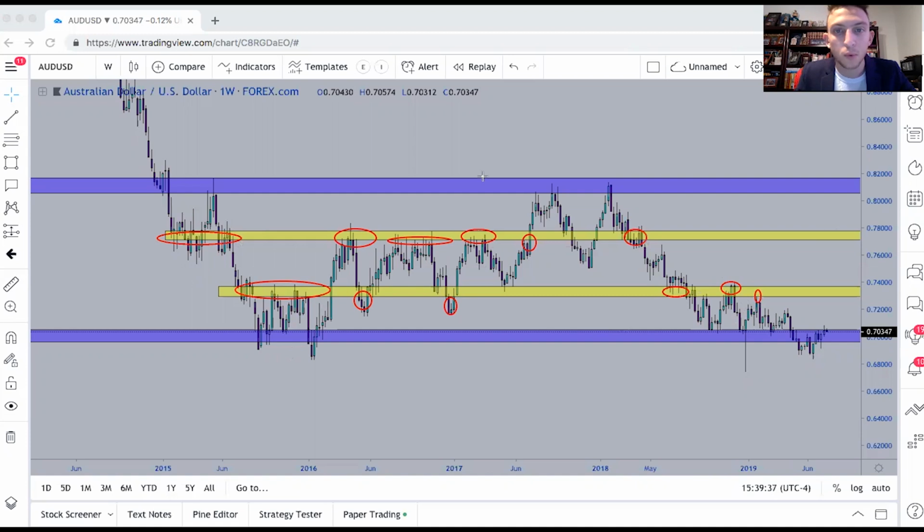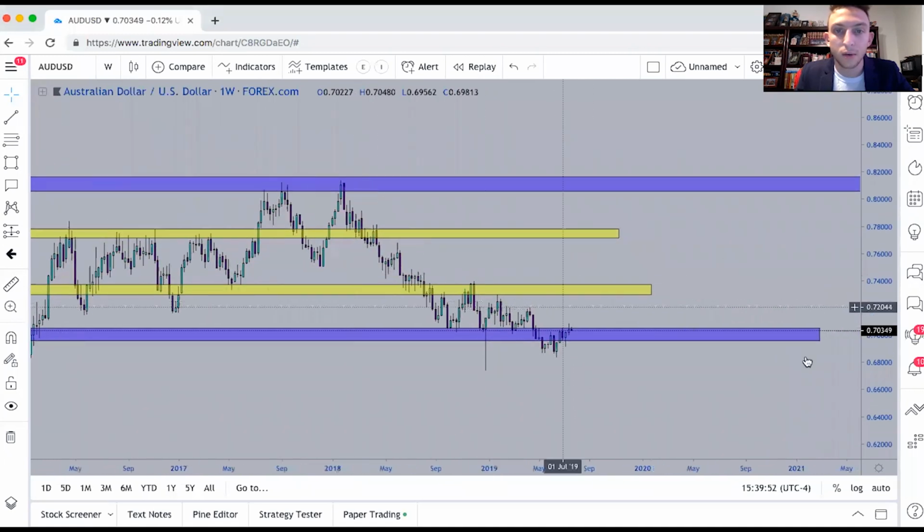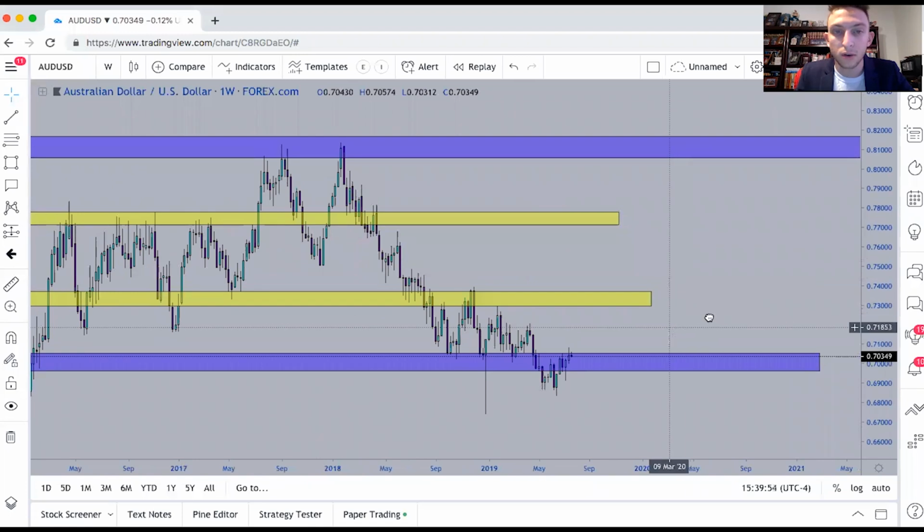So there's a lot of points that are touching these two zones, which means that in these zones there's a lot of buyers and sellers fighting over which direction the market is going to go. All right, so now let's go ahead and kind of look at price and where it's at right now and see what's potentially going on.